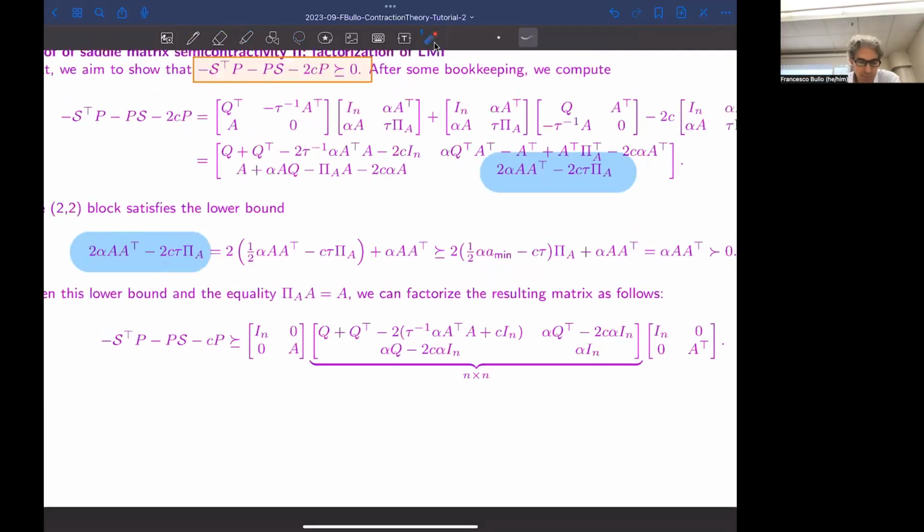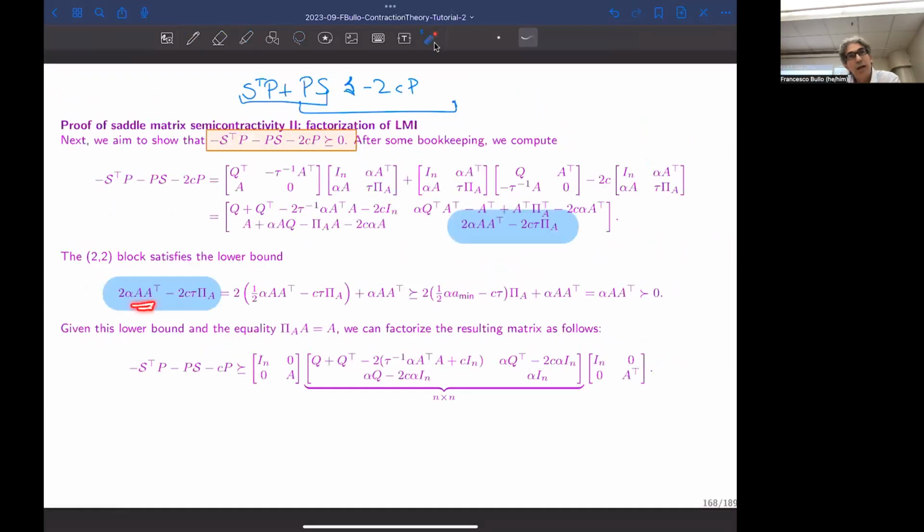To be precise, I'm lower bounding A transpose by A mean times pi A. So there's some conservativeness here. But at the end of the day, I have shown that my 2, 2 term is lower bounded by something that is strictly positive definite. So I have 2 times alpha A transpose. One of the alpha A transpose takes care of the bad guy, and then I have alpha A transpose.